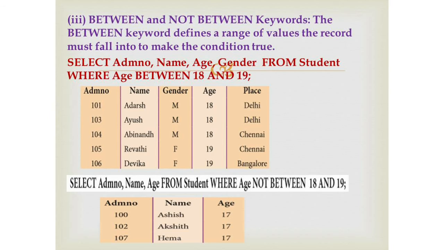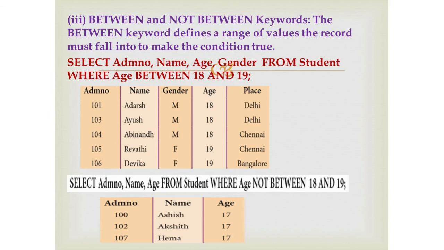For example, select admission number, name, age, gender. So totally it has selected 4 columns: admission number, name, age, gender from student where. In the where clause only you are going to specify the condition. What? The age between 18 and 19. So the condition is age should be between 18 and 19. That particular data with the columns admission number, name, age, gender from the student table you have to display.